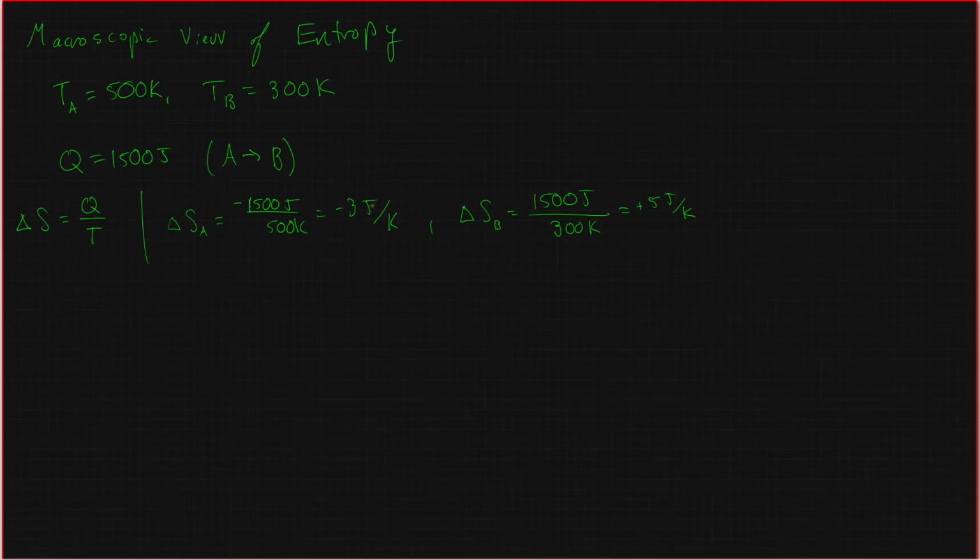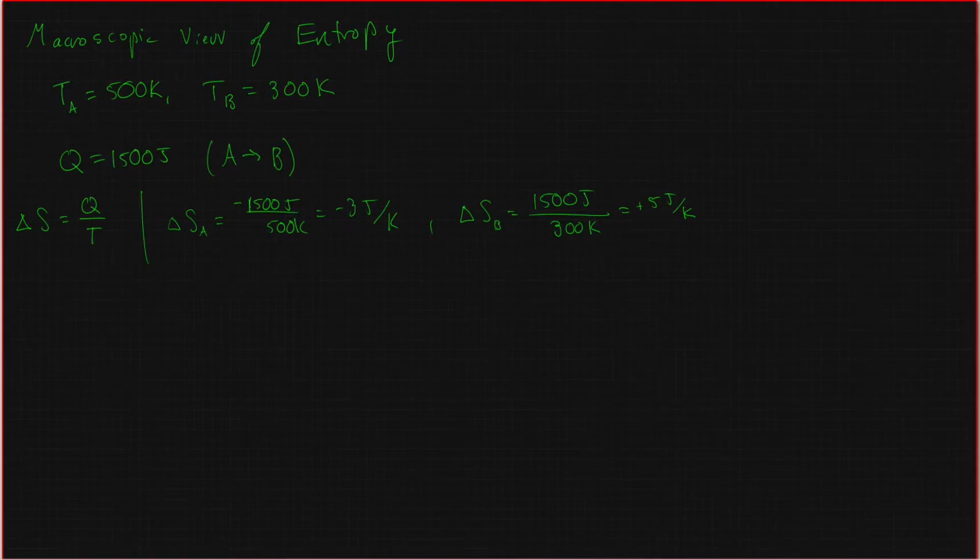And the only reason that this works is because we're assuming that these things are so big that the temperatures are not changing appreciably. But in general, this is what we should always expect: when heat flows from one system to another, the total entropy will actually increase overall, even though you're transferring the same amount of heat.